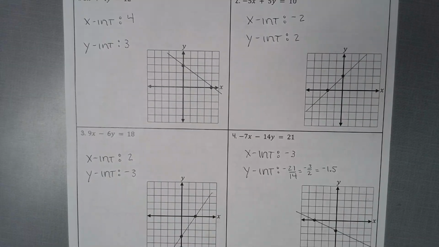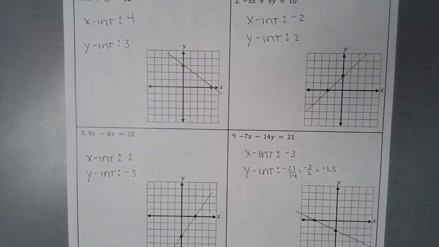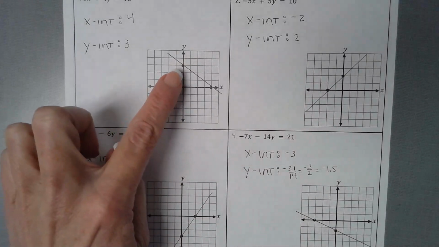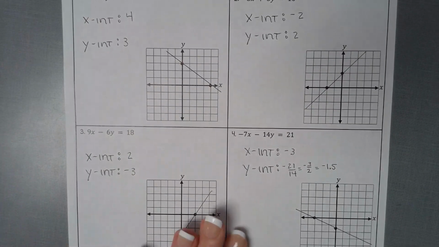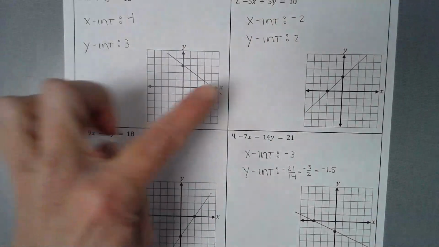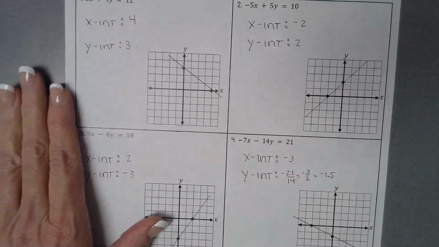Okay, here are your x and y intercepts in all 4 of these, so double check those. And then what I did was I plotted the x and y intercepts and I drew a line. If one of these is wrong, maybe lean over to the person beside you and ask them how they got what they got.